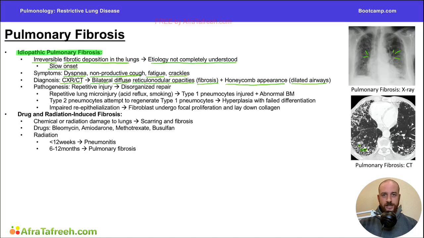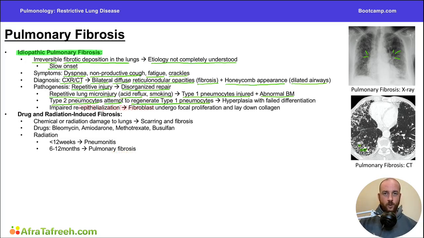Okay, so the pathogenesis of idiopathic pulmonary fibrosis is not completely understood, but it's thought to involve a repetitive lung injury followed by disorganized repair. So when we have repetitive lung micro-injuries, like for instance from acid reflux or smoking, what's going to happen is we're going to have the injury of type 1 pneumocytes, and we're going to have the formation of an abnormal basement membrane. Now recall, when the type 1 pneumocytes are injured, it's the type 2 pneumocytes that can regenerate and give rise to new type 1 pneumocytes. So what's going to happen is the type 2 pneumocytes are going to attempt to regenerate the type 1 pneumocytes.